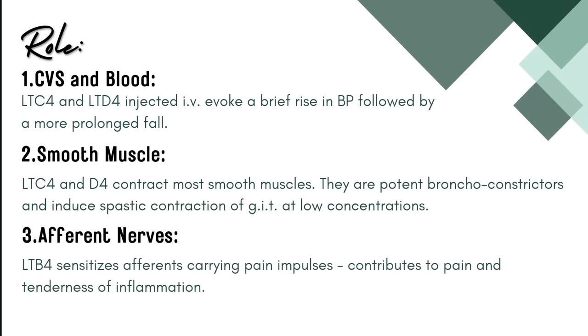As we can see, leukotrienes play important role in the following. Like for example, BP is raised briefly and then there is a prolonged fall in the same. Now this is seen due to decrease in the cardiac output and increased capillary permeability and not because of vasodilatation as we see usually. In case of smooth muscles, the leukotrienes like LTC4 and LTD4 cause contraction. They are potent bronchoconstrictors and induce spastic contraction of GIT at low concentrations. And in afferent nerves, it sensitizes them, contributes to pain and tenderness of inflammation.